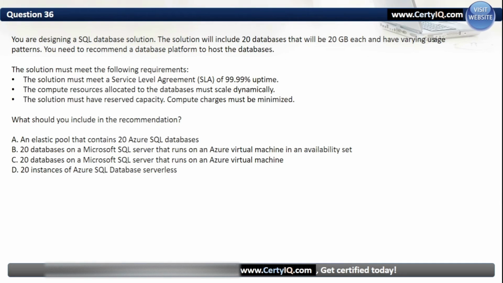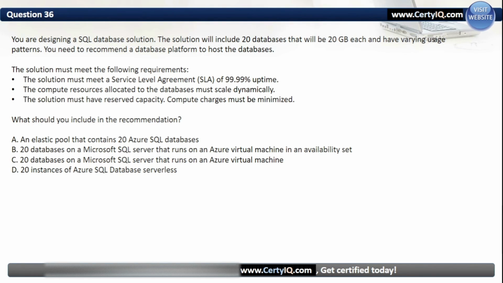The compute resources allocated to the databases must scale dynamically. The solution must have reserved capacity. Compute charges must be minimized. What should you include in the recommendation? Our options are A. An elastic pool that contains 20 Azure SQL databases. B. 20 databases on a Microsoft SQL server that runs on an Azure virtual machine in an availability set. C. 20 databases on a Microsoft SQL server that runs on the Azure virtual machine. Or D. 20 instances on Azure SQL database serverless.